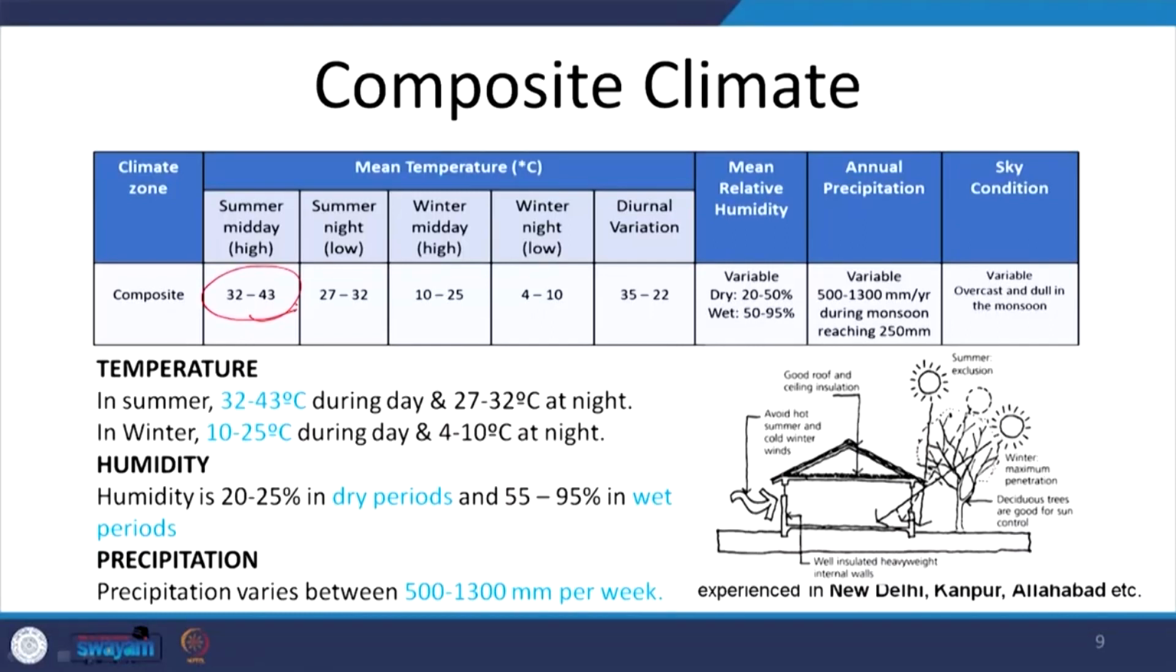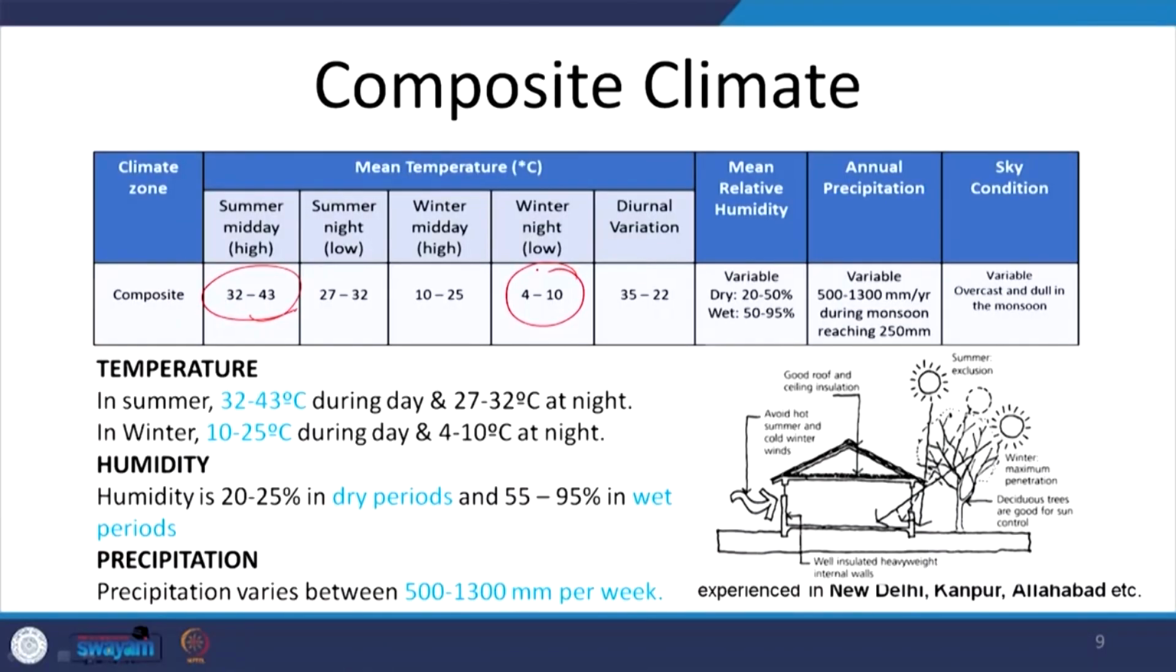Composite climate is a climate which experiences the extremes of both the seasons, all three climates rather. So, we have summer midday high temperatures which range from 32 to 43. So, it is close to what the hot dry climates experience, around 45. So, composite climates will also have summer maximum temperatures similar to hot dry climates, and the winter minimum temperatures very close to what we would see in cold climates. We would come to cold climate, but the winter temperatures fall very low.